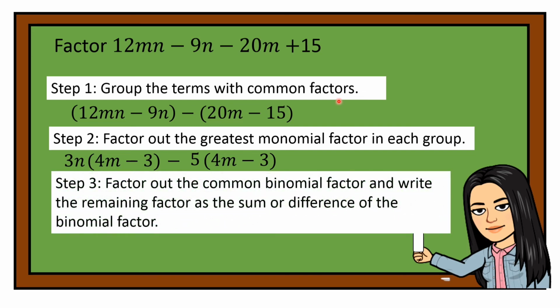Step 3. Factor out the common binomial factor and write the remaining factor as the sum or difference of the binomial factor. So, our common binomial factor is the quantity 4m minus 3. And then, combine natin the terms outside the parentheses. We have here the quantity 3n minus 5. So, the factor of this four-term expression is equal to the quantity 4m minus 3 times the quantity 3n minus 5.